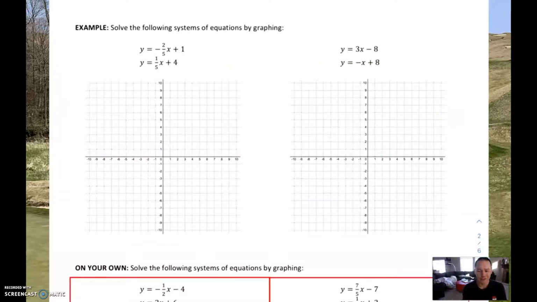All right, hopefully those first three were pretty painless. Let's move on to solving them by graphing. So now we're going to give you two equations, and you see those right up here. Y equals -2/5 x plus 1, and y equals 1/5 x plus 4. Hopefully you haven't forgotten how to graph, but if you did, here's a quick crash course.